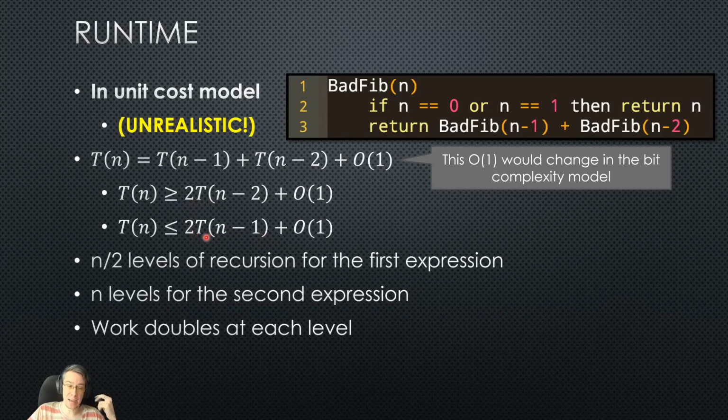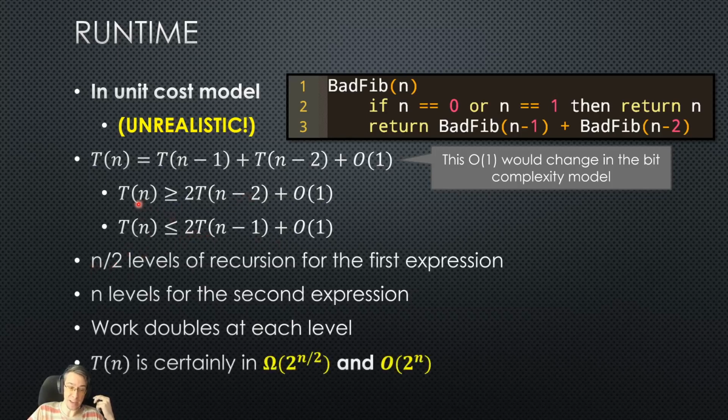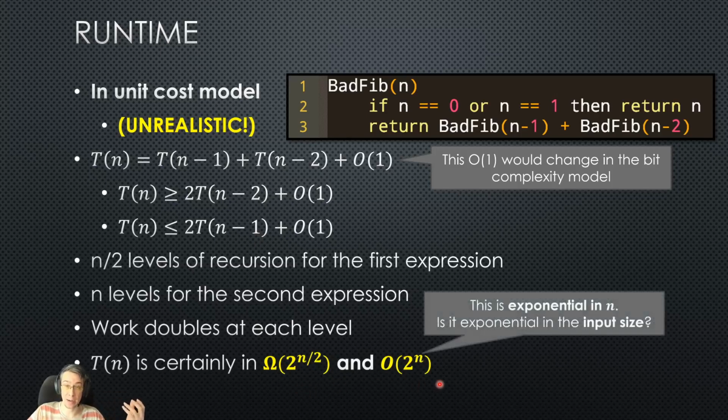So how many times are we doubling? n over 2 times for this expression, and n times for this expression. So T of n is certainly in big omega of 2 to the n over 2. That's doubling n over 2 times. And in big O of 2 to the n, or doubling n times. Okay? So these are both exponential in n, right?